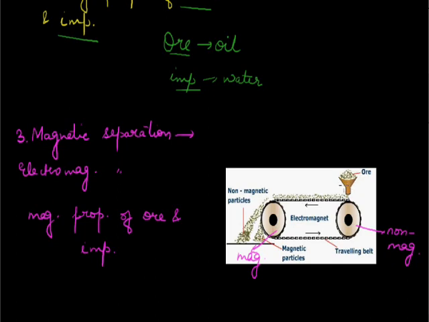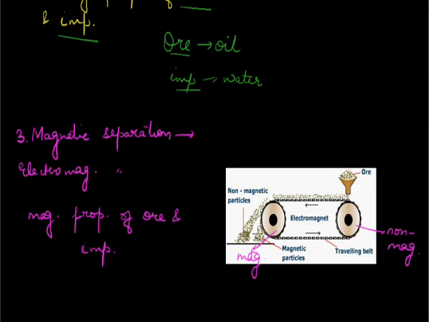So when the impure ore is put over the belt, it moves along with the belt. And as soon as it comes near to the magnetic roller, whichever is the magnetic component, maybe the ore or the impurity, it gets attracted towards the roller. The other component, the non-magnetic component, it is repelled or it is simply pushed away from the roller.